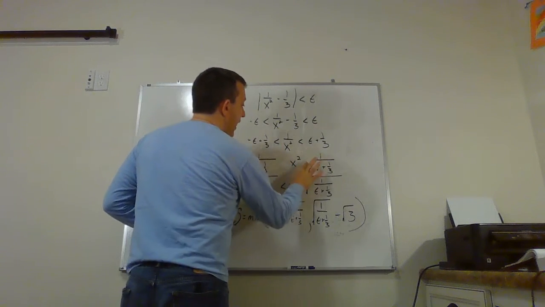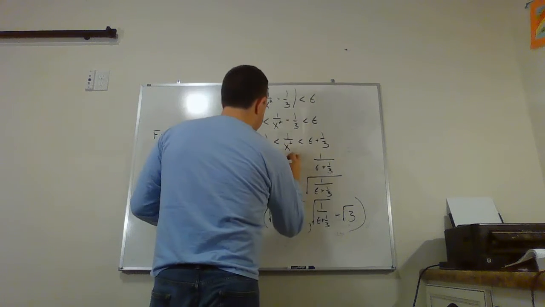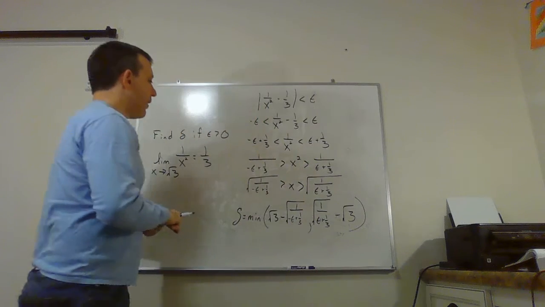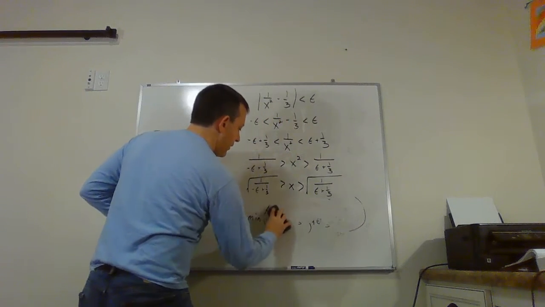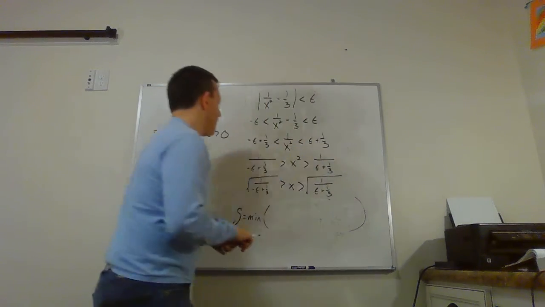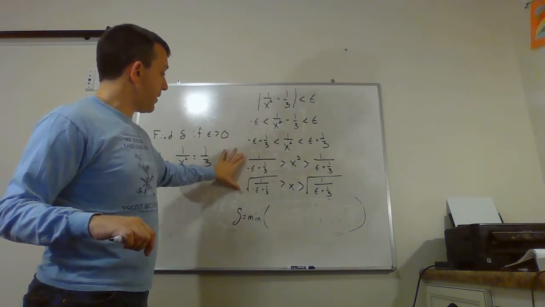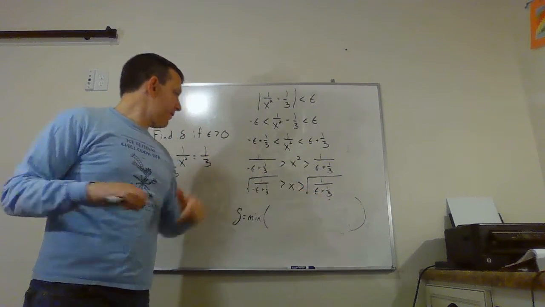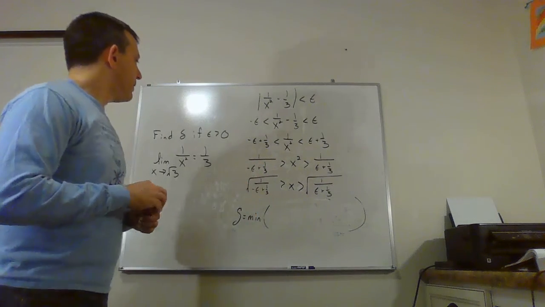guess what I forgot to do? I forgot to turn my signs around. Oh boy, that's gonna make a mess. Let me fix that. All right, so we'll come back to this down here too. Anyway, so I flip the signs because we need to do that, and then I take a square root. So we have the square root of that mess is greater than x is greater than the square root of that other mess.